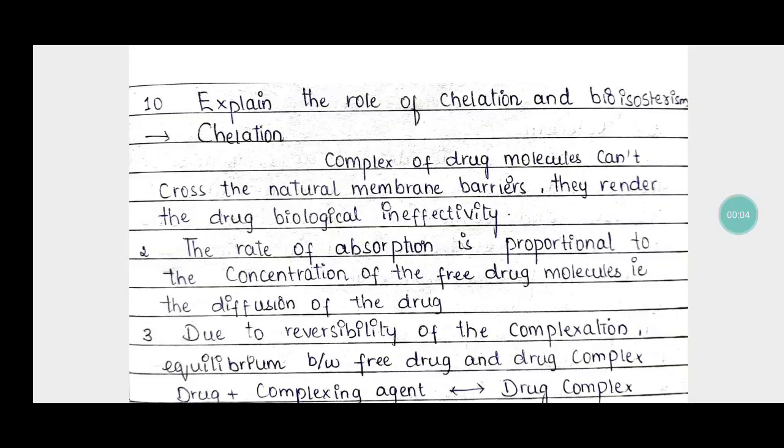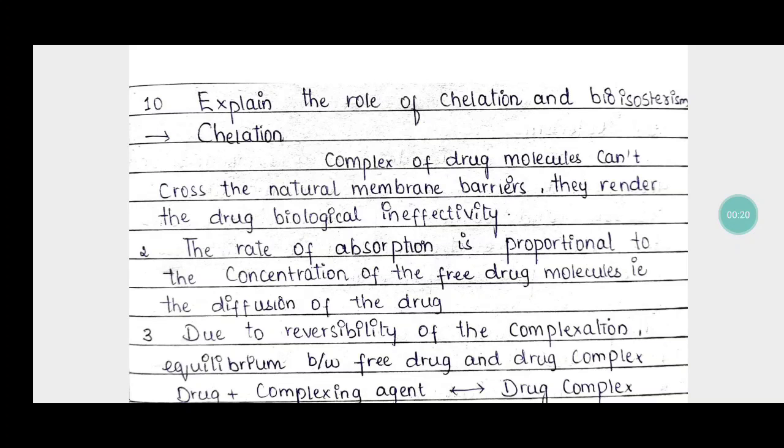Today I am going to continue with the medicinal chemistry 4th semester 5 marks question and answers from unit 1. So the 10th question is: explain the role of chelation and bioisosterism, and the answer is the role of chelation.